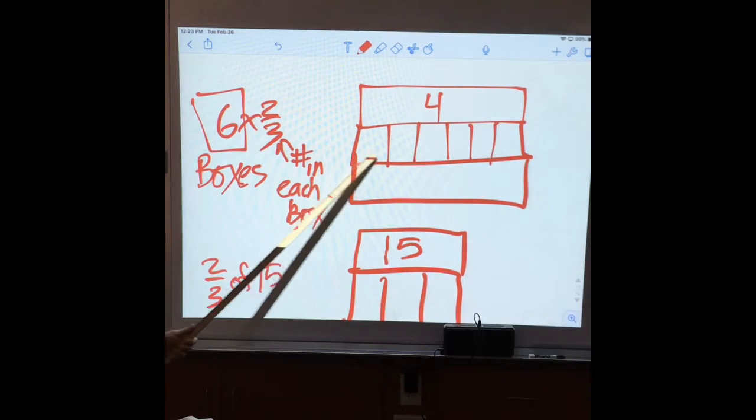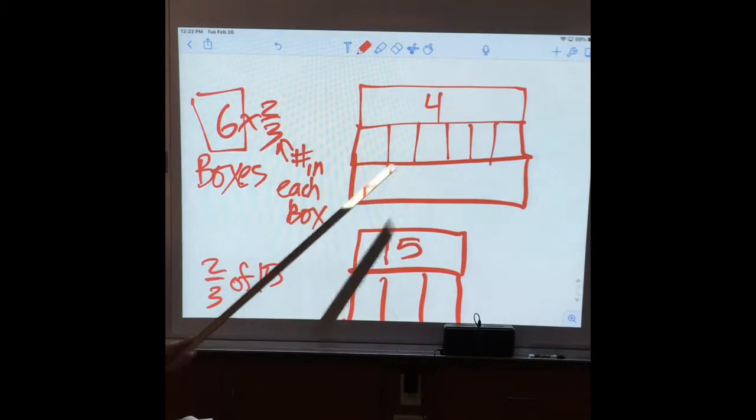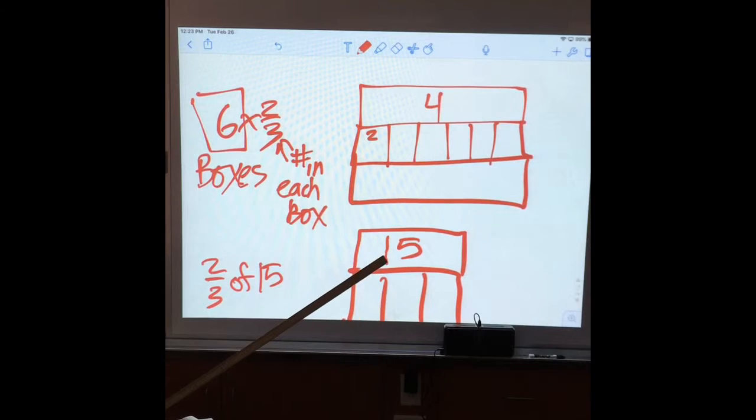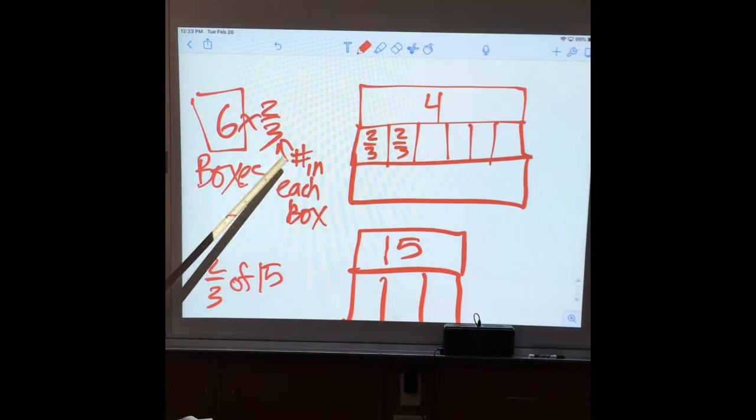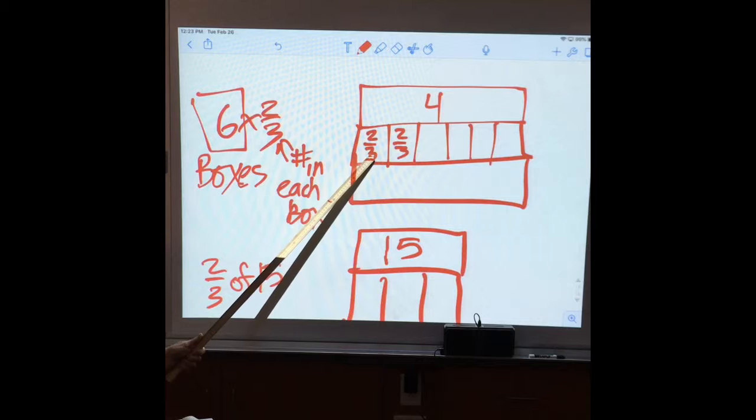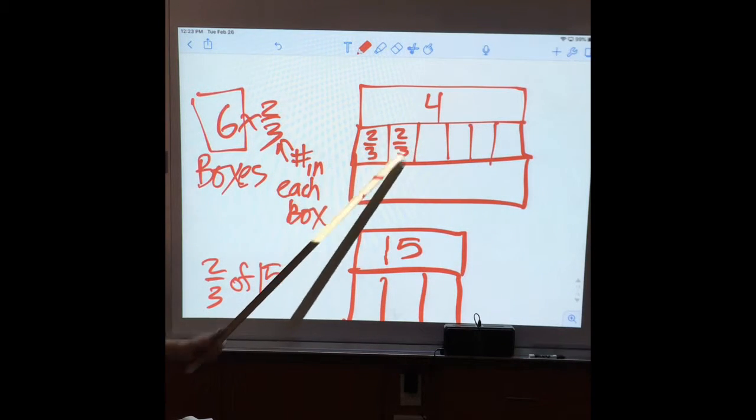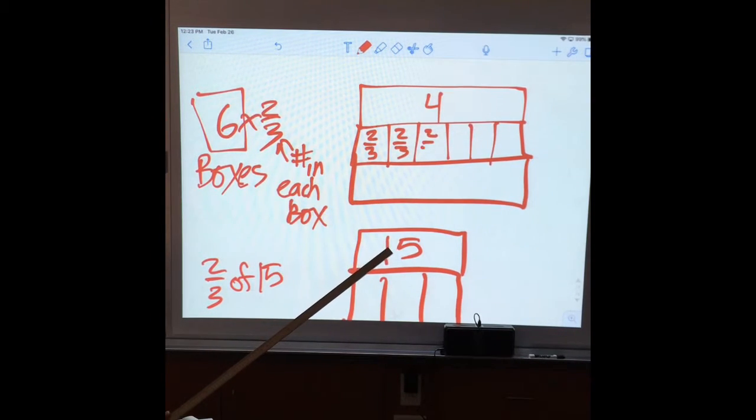And then what am I going to put in each box? Well, I'm going to put 2/3 in each box. See? 6 is my number of boxes, and the 2/3 is the number that goes in each box, or in this case, a fraction. So I'm going to go ahead and do that.